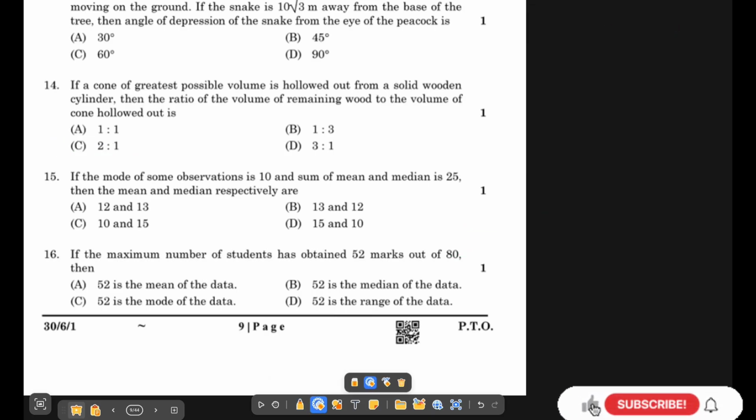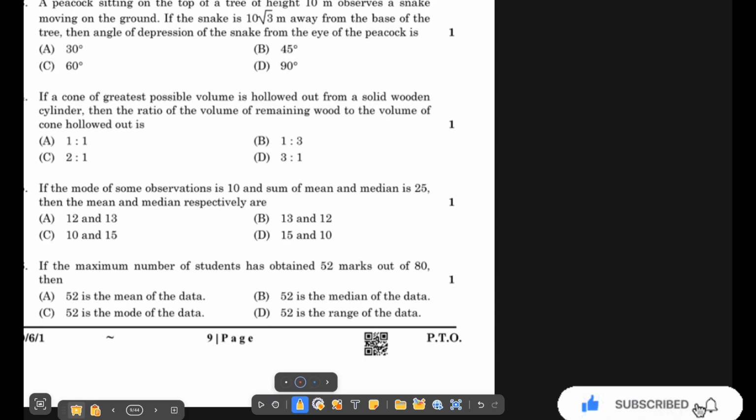Next, 15th question. What is the 15th question here? If the mode of some observations is 10, and the sum of mean and median is 25, then the mean and median are, respectively. So here mode is given, and the sum of mean and median is also given. So let's write what is given here first.